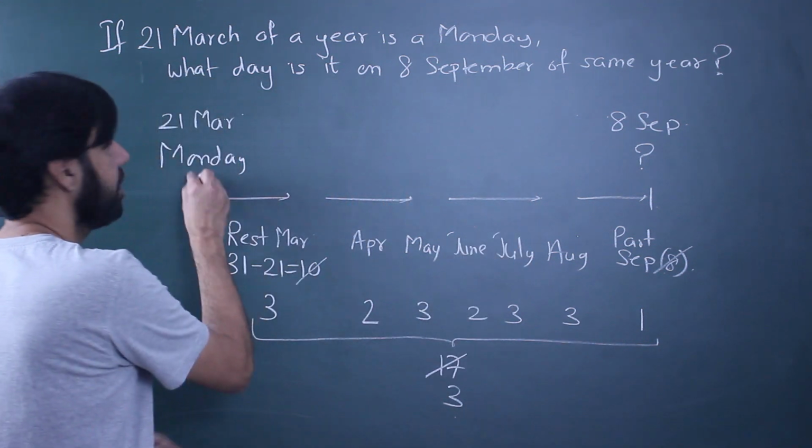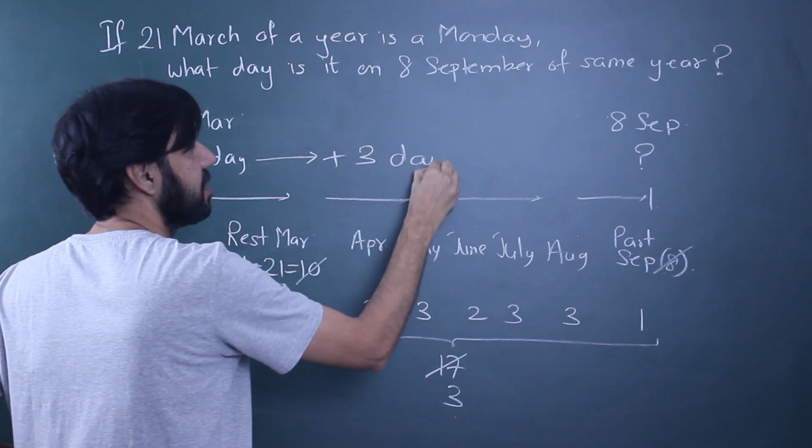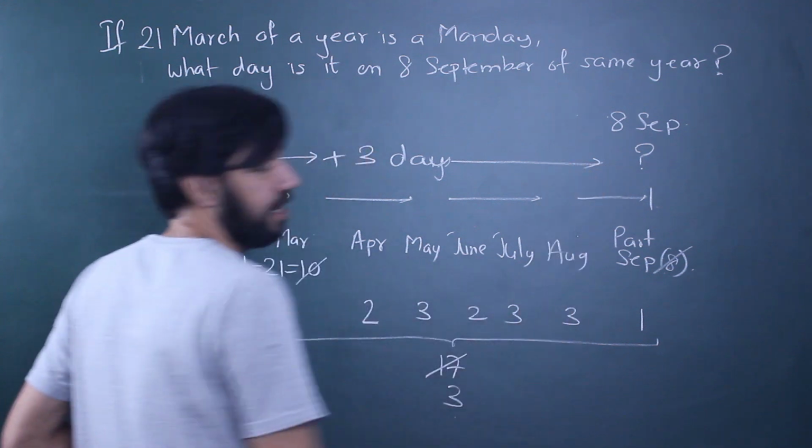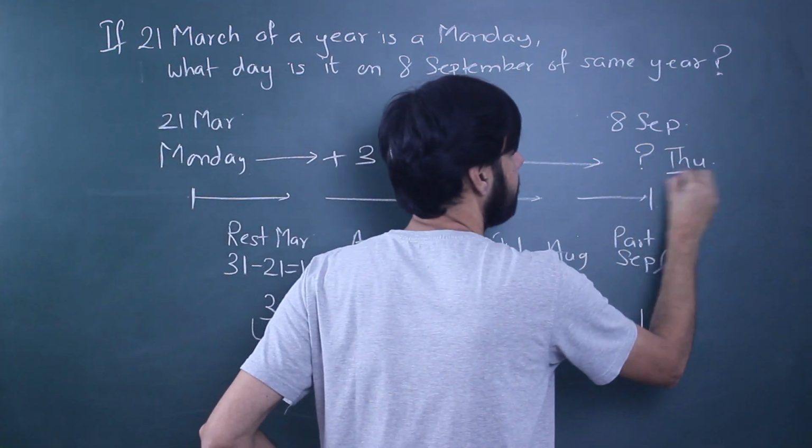And to get to an answer, Monday plus 3 more days is what I am looking for. So Tuesday, Wednesday, Thursday. My answer is 8th of September was a Thursday.